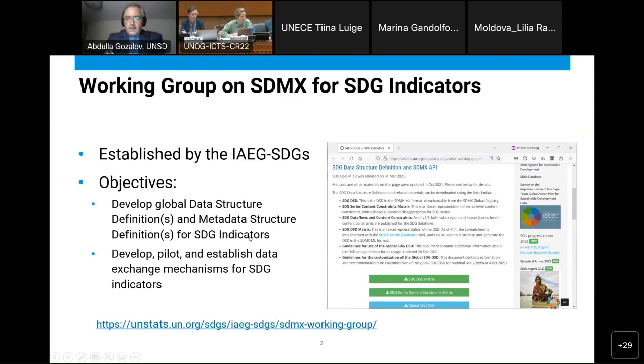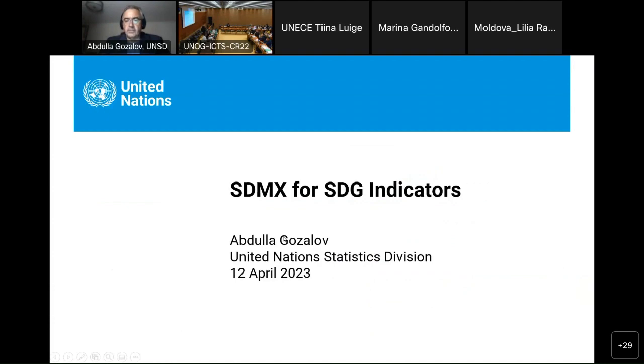The SDMX standards for the Sustainable Development Goal indicators are developed by the working group on SDMX for SDG indicators. The working group was established by the IAEG-SDGs for the objectives of developing global data and metadata structures for SDG indicators, as well as to develop, publish, and establish data exchange mechanisms for the SDG indicators. On the slide, you can see a link to the SDMX SDG page.